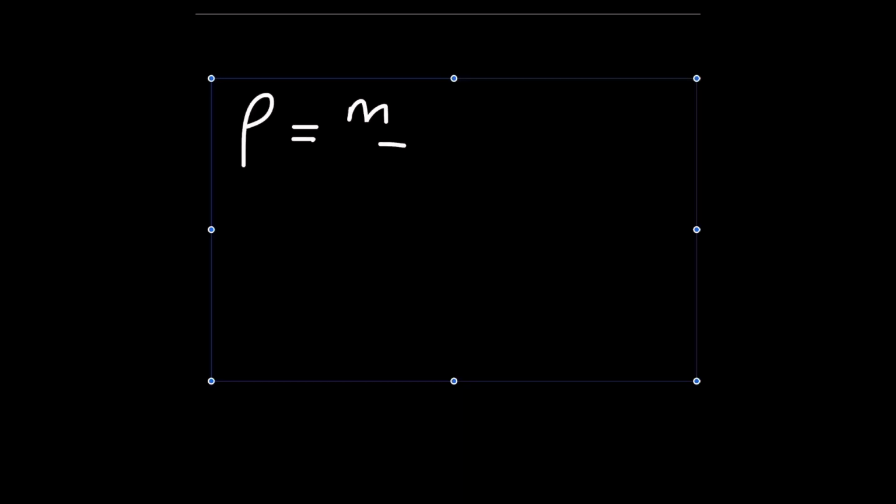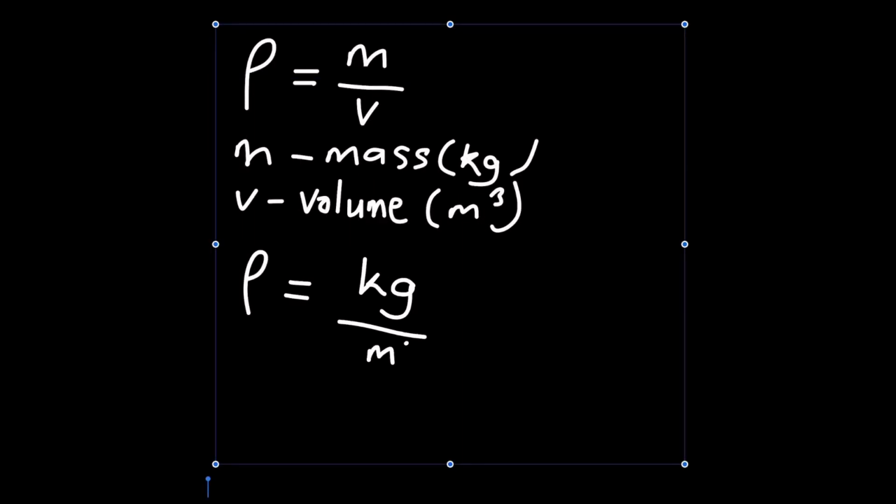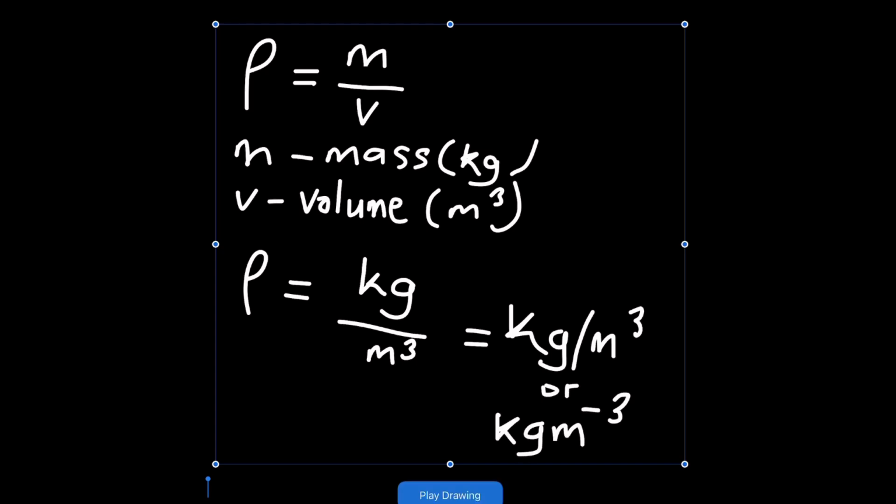Now that we know the definition and formula for density, we can derive the SI unit for density. Recall that density is mass over volume. Mass is measured in kg, kilograms, and volume is measured in meter cube. We can divide the kg by meter cube, and the SI unit for density will become kg per meter cube.